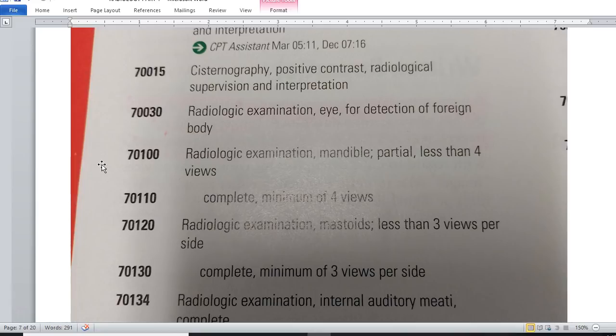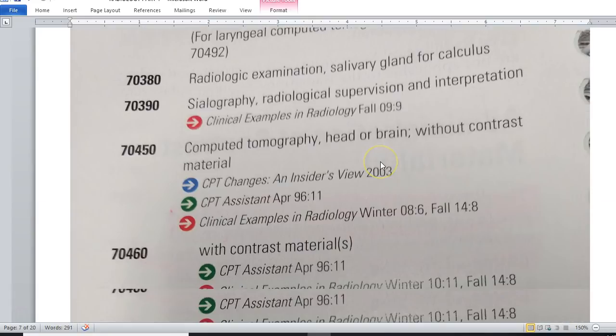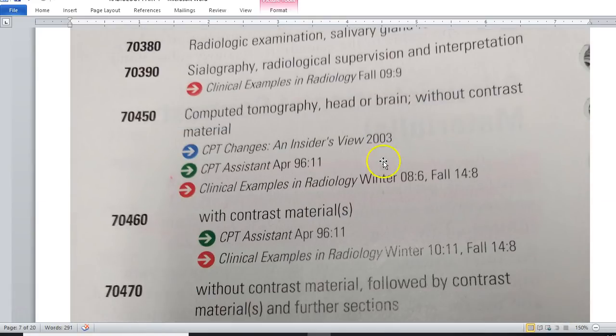And again, this is going to go through every part of the body. So for the head and neck, we're going to go through all of our different X-rays. Then as we keep going through, we're going to start seeing the computed tomography. 70450 is computed tomography, head or brain. This is without contrast. 70460 is with contrast. 70470 is without contrast material followed by contrast material and further sections.